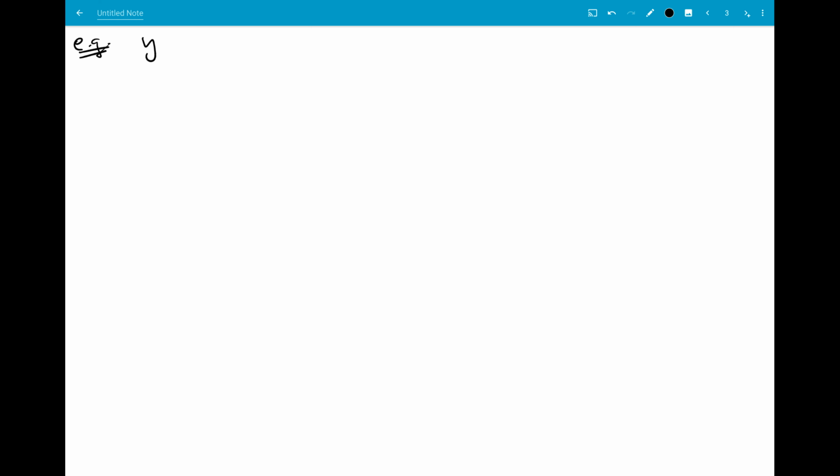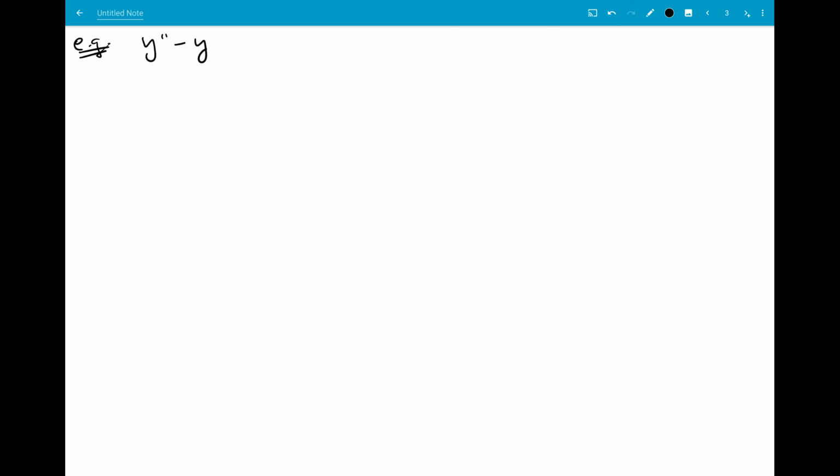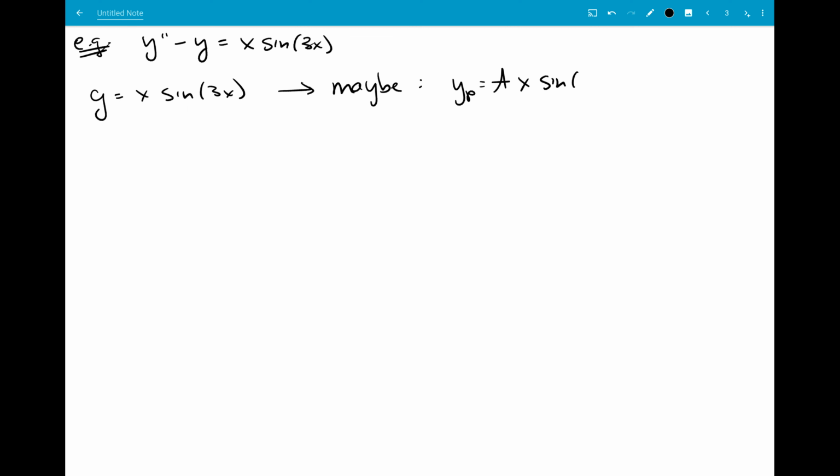So we're going to use that same y double prime minus y because then I don't have to tell you what the solutions are again. And this time we're just going to practice something that looks like a cosine or sine. So let's do sine of, I don't know, 3x, I guess. So my g is equal to x sine 3x. So I think maybe y sub p would be equal to a times x times sine of 3x.